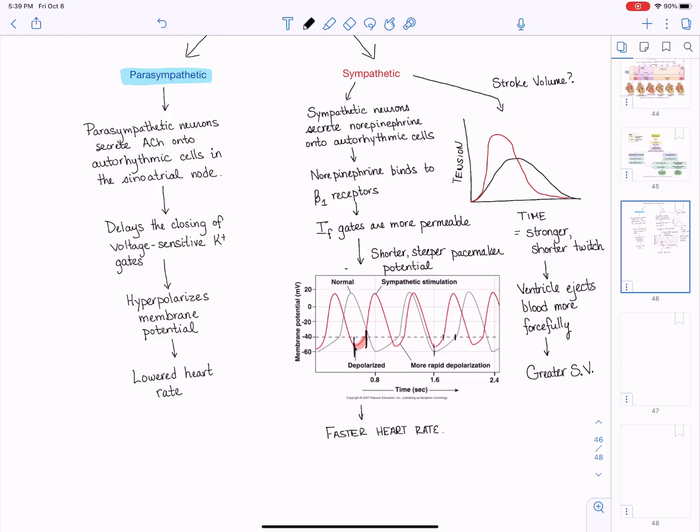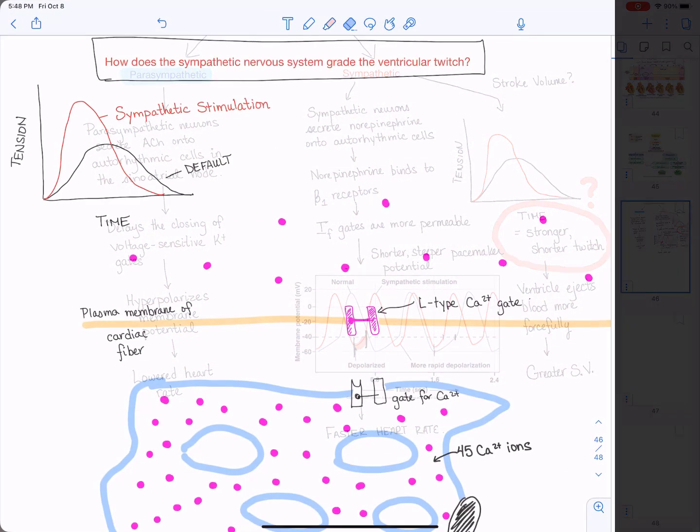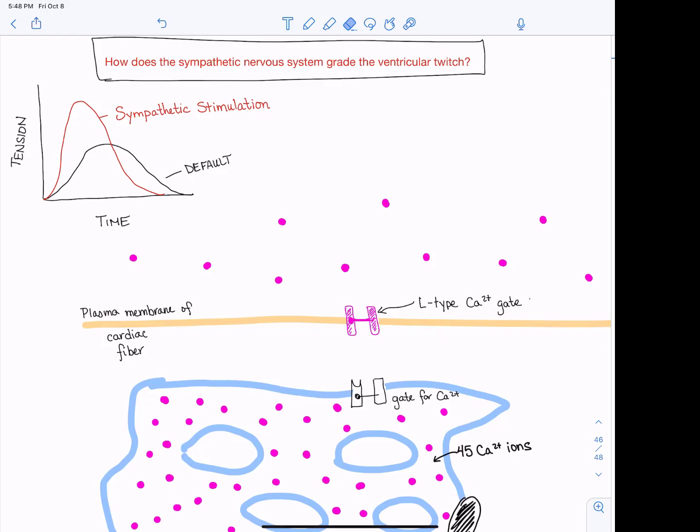So our last topic then is, how does the sympathetic nervous system create a stronger and shorter twitch? Let us consider how we might increase the tension of a twitch and also make a twitch shorter. We'll start with the first one, which is, how do we increase the tension of a twitch? Tension is directly proportional to the number of cross bridges that are formed. So the more cross bridges are formed, the greater the tension.